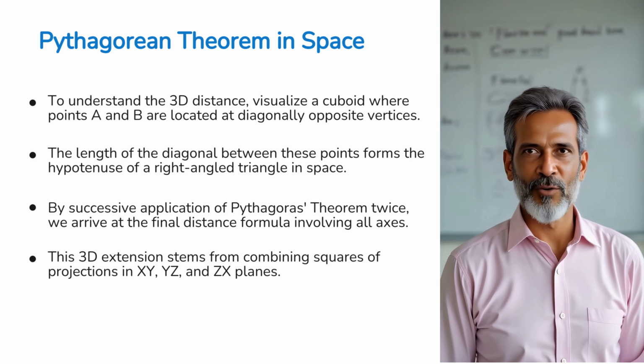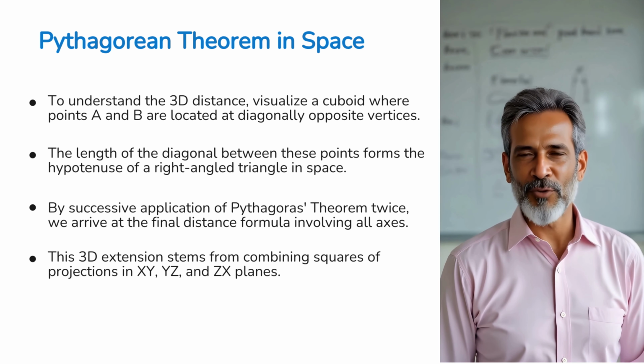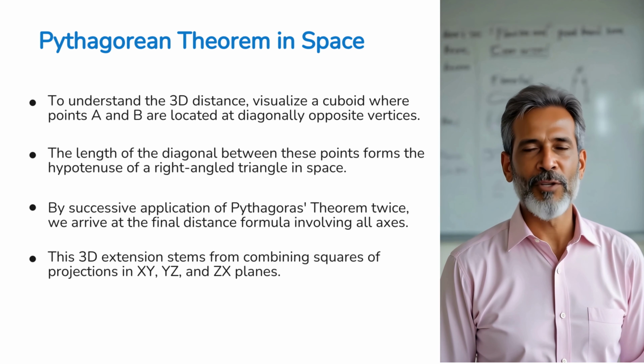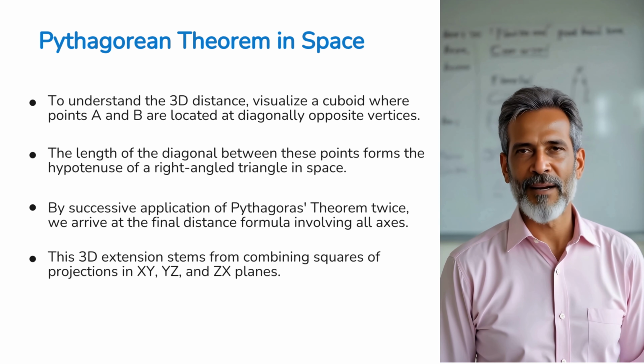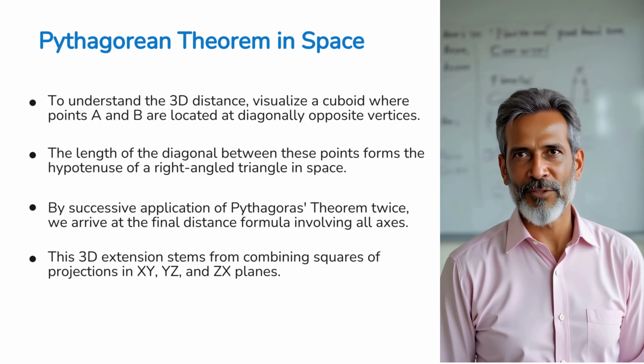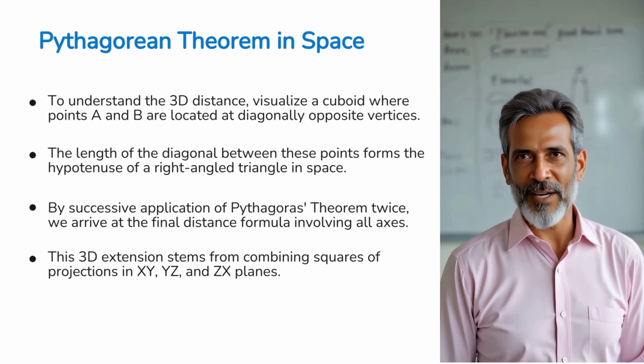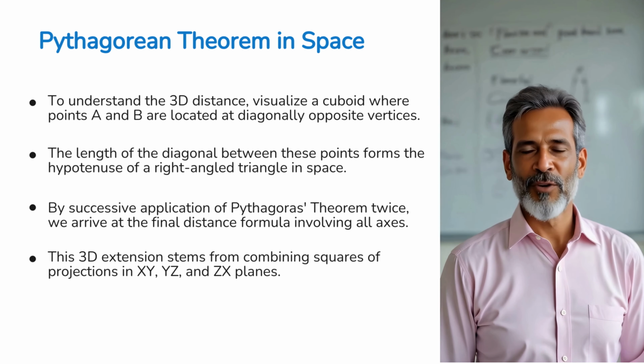By applying Pythagoras' theorem twice, first to the horizontal plane, then including the vertical direction, we arrive at the full distance formula we just discussed, which involves the squares of differences along x, y, and z. In concept, this is like combining the squares of the projections of the segment on the xy, yz, and zx planes. This geometric understanding helps connect the numeric formula back to a shape you can visualize.